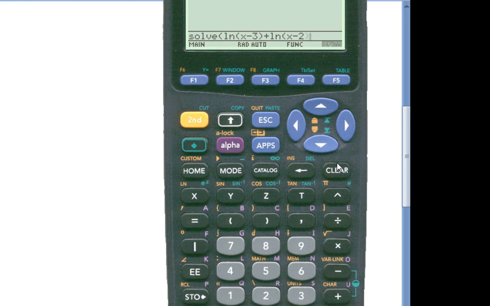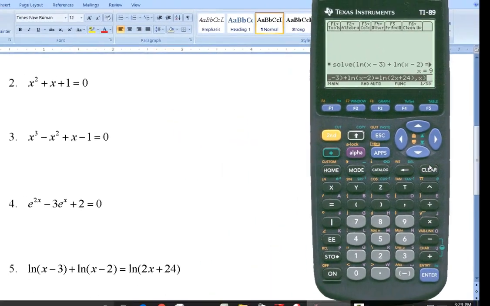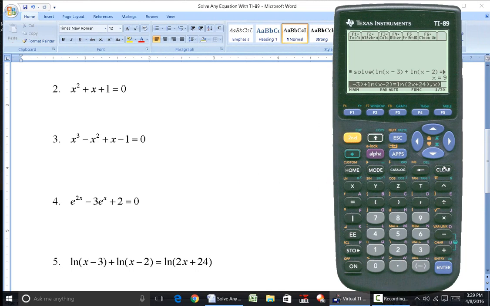is equal to, again, second, hit the x, to access the ln, 2x plus 24, okay, comma, x, close parentheses, hit enter. And we get x is equal to 9. And that's your solution. Scroll up to make sure. That's the only one we have, x equal to 9.